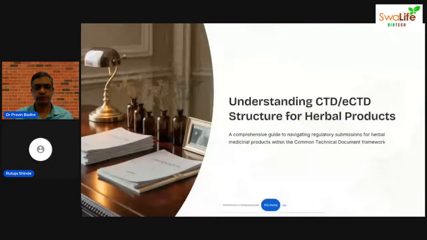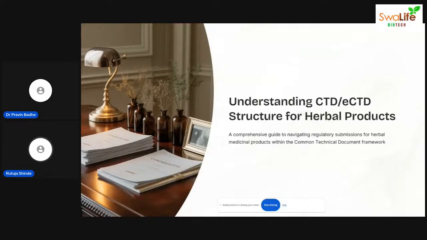Welcome, everyone. In this session, we will explore how the common technical document and electronic common technical document structure applies specifically to herbal medicinal product. Unlike conventional pharmaceuticals, herbal products bring unique regulatory challenges because of their complexity and natural variability. So by the end you will see how to navigate these requirements effectively and design submissions that meet global standards.